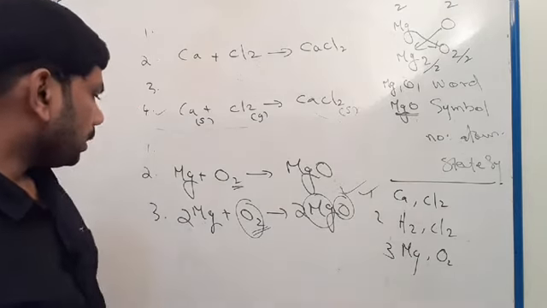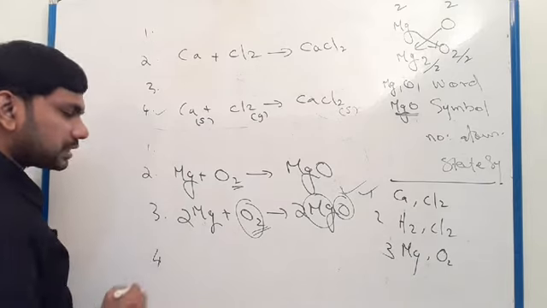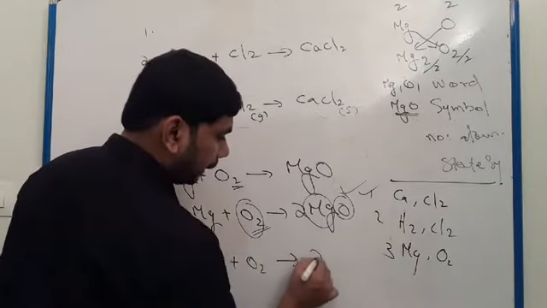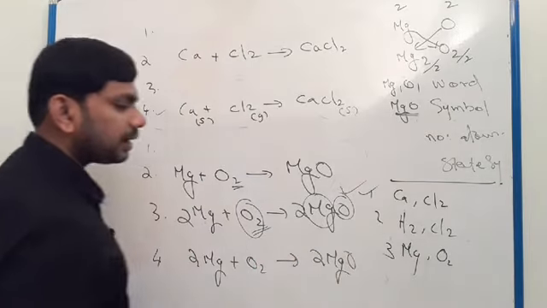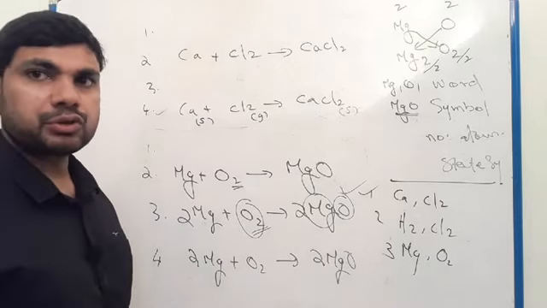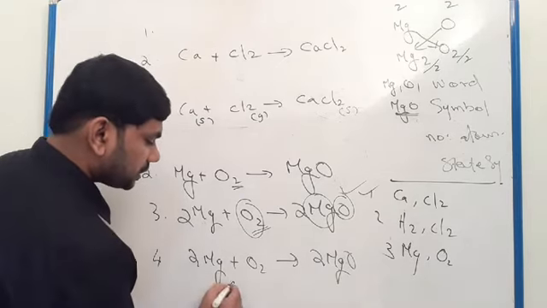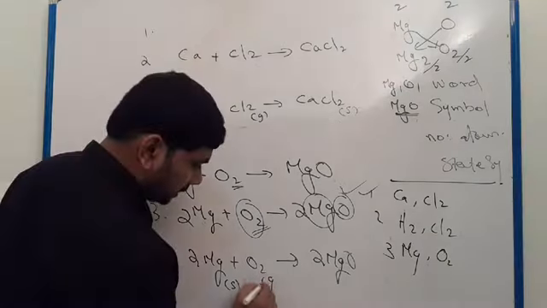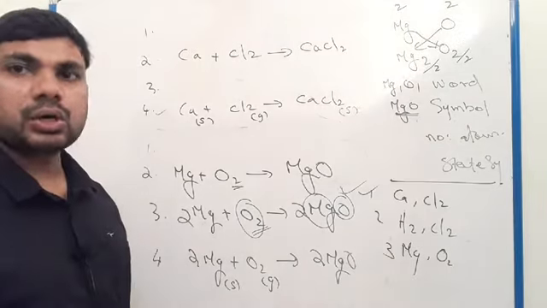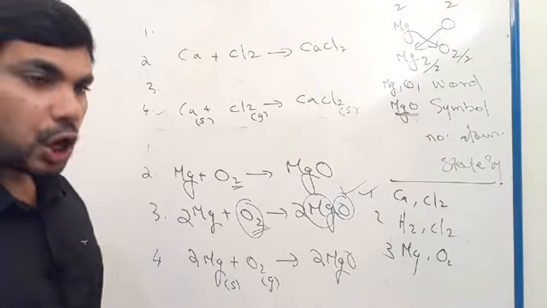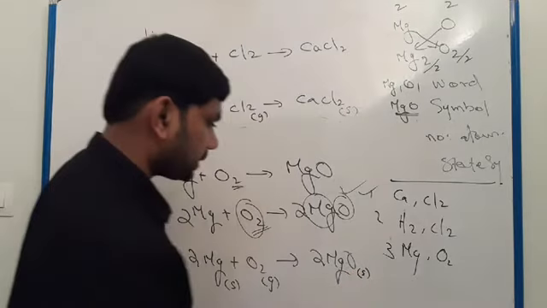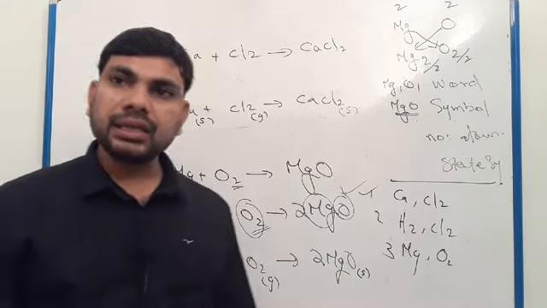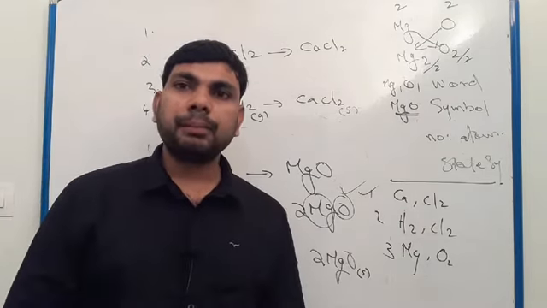Clear? Now here you have to add state symbols. This is the equation, 2 Mg plus O2 giving 2 MgO. Magnesium, which state is it? Metal, solid state. Oxygen, which state? Gaseous state. Magnesium oxide, a metal oxide, will be solid state. So this is the balanced equation for magnesium reacted with oxygen to form magnesium oxide.